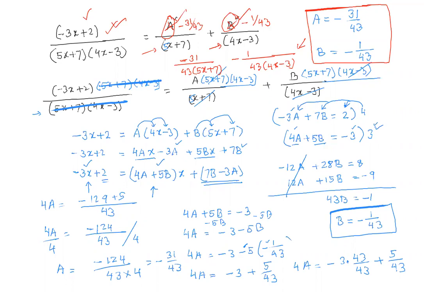Yes. Okay, I'm going to give you yet one more example of this type, so that you feel confident about it. So yes, this is an example: negative 4x plus 3 over 2x minus 7 times 3x plus 1.